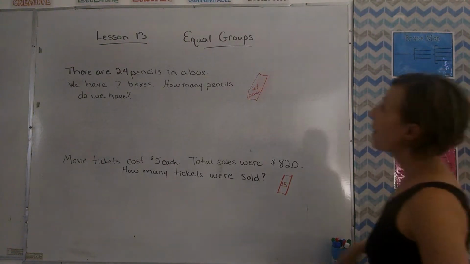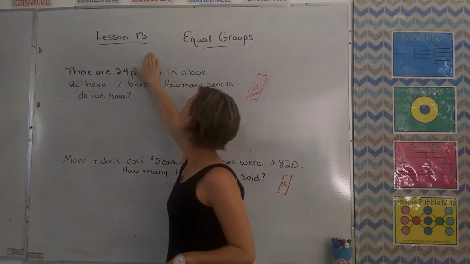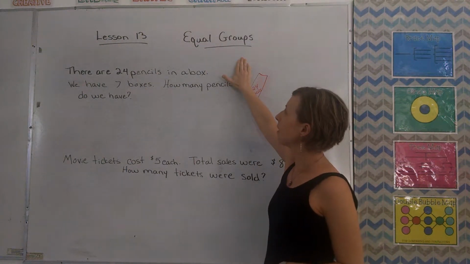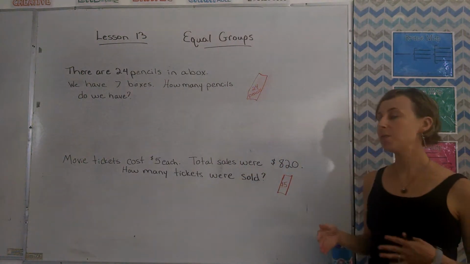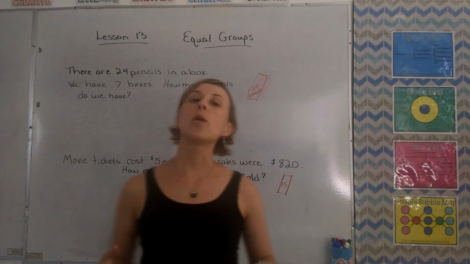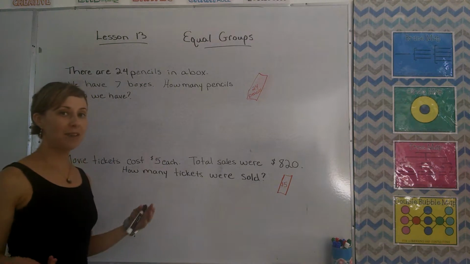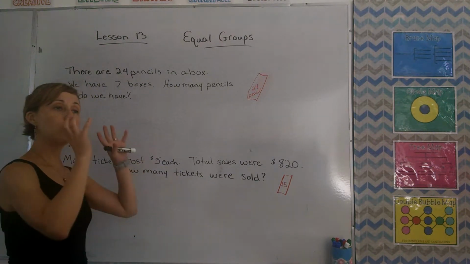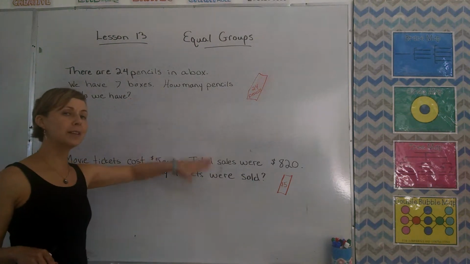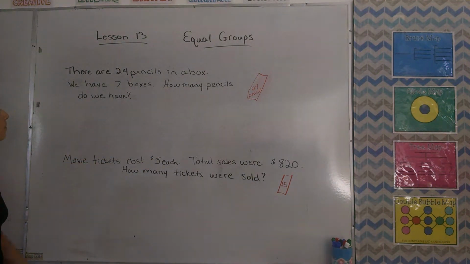For 6th grade. Today we're going to be working on lesson 13, problems that have equal groups. Now, you've done these before, so this should be somewhat of a review. These problems are going to be primarily multiplying and dividing because we have the same number of things in each group. So let's look at 2 example problems and you can see what I mean.